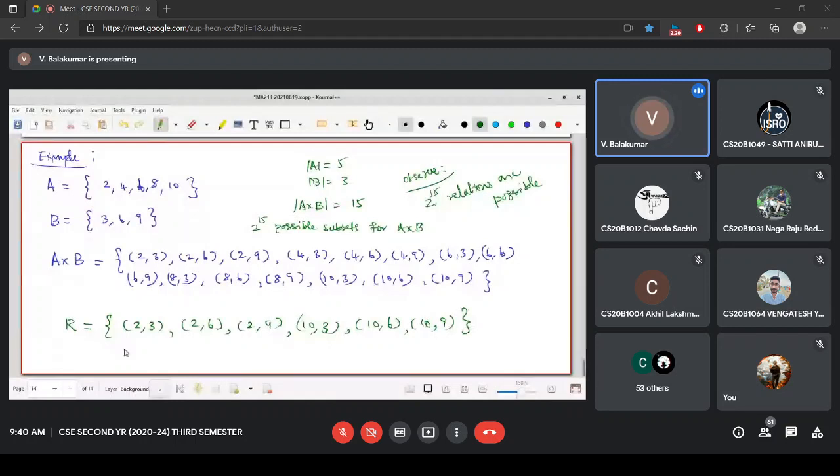Another, this is the first example. This is another example. Yes, give me that. 2, 3, 4, 6. Okay. 6, 9. Okay. Is there any difference between these two relations? Is there any speciality?